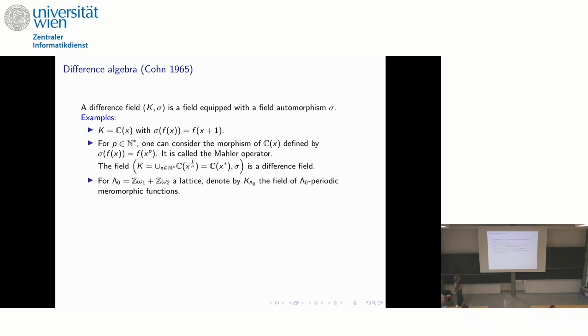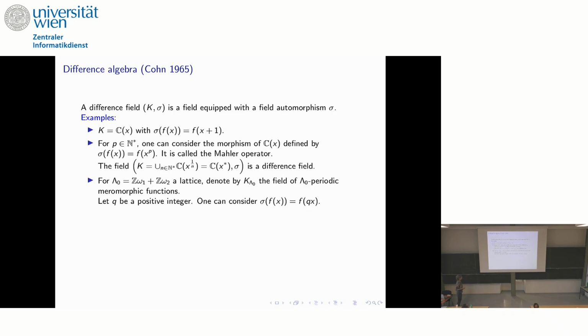Okay, so now here is my elliptic example. I fix a complex lattice, lambda 0, and I denote by k lambda 0 the field of lambda 0-periodic meromorphic functions. So these are the rational fractions of this elliptic curve. And now I choose a positive integer q, and I can consider the morphism of k lambda 0 given by sending x onto its multiple by q.